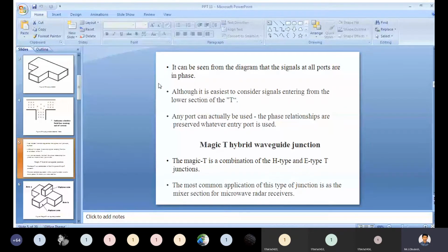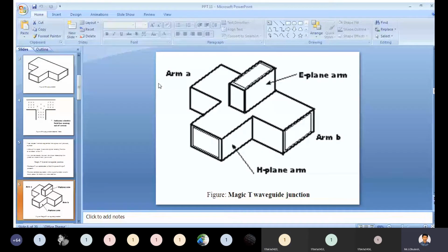The most common application of this type of junction is as the mixer section of microwave radar receivers. You need to see the diagram. So this is the Magic T waveguide junction.